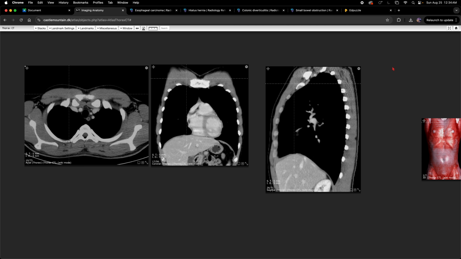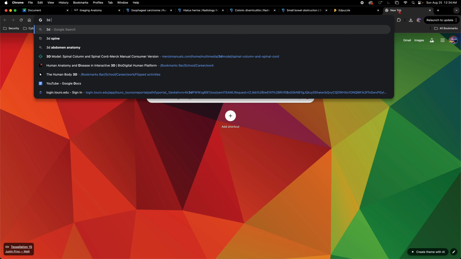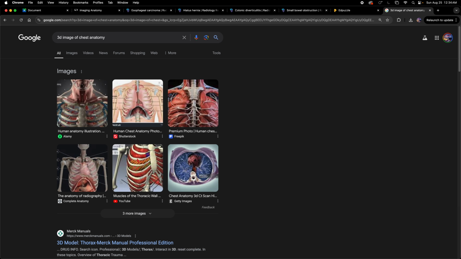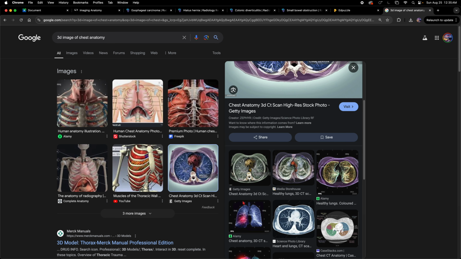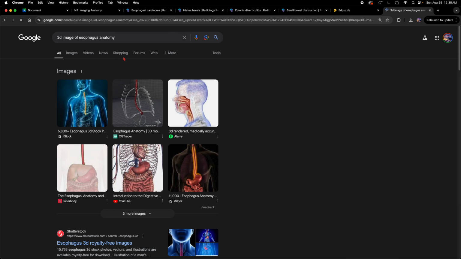If we look at a 3D image of the chest, let's use this one. We can see that the trachea comes down, but let me see if I can find another one of the esophagus. Okay, this is good.